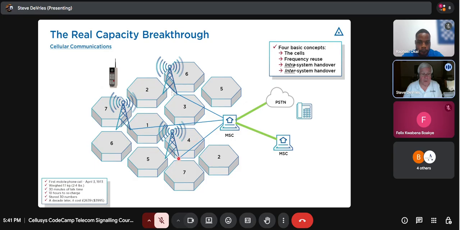This is your 7-cell reuse pattern. You could reuse certain frequencies here at some distance away. So, at least early on, this was a very typical cell pattern called the 7-cell reuse pattern. And that just says that you divide up.